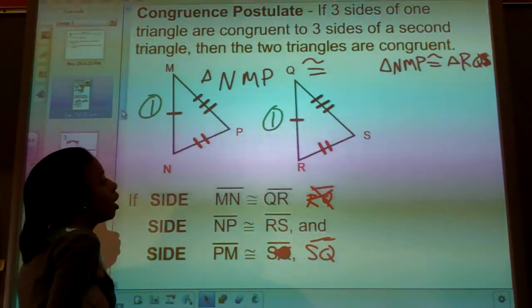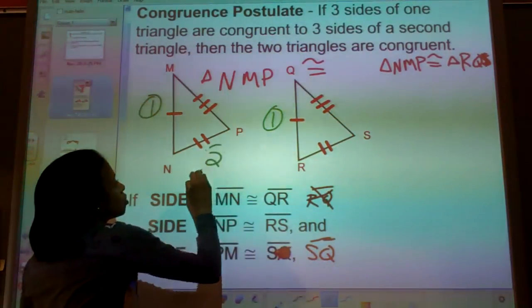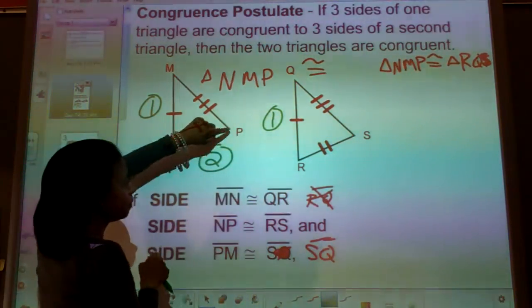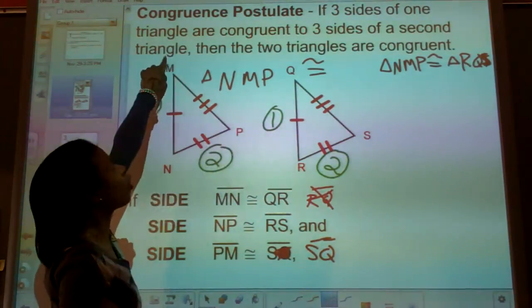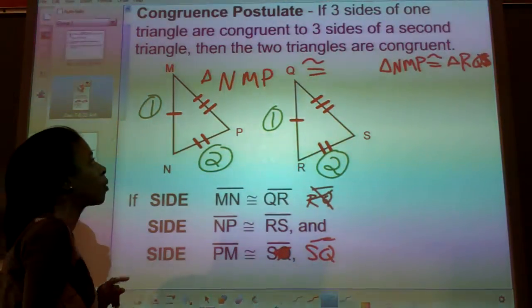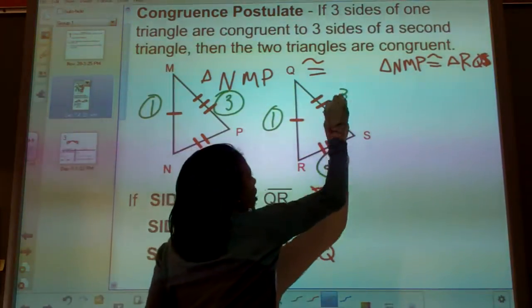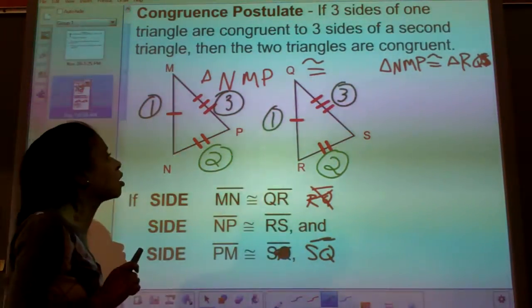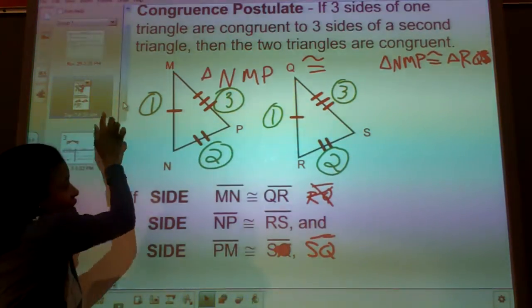Okay? Next thing's next. Since we've proven two sides, here's our NP and RS. Now I need a third side in order for me to be able to say that this is postulate number 19, which we don't call by number. Remember, we say side, side, side. And here's our third side that corresponds to one another on the triangles. So that's the side, side, side.